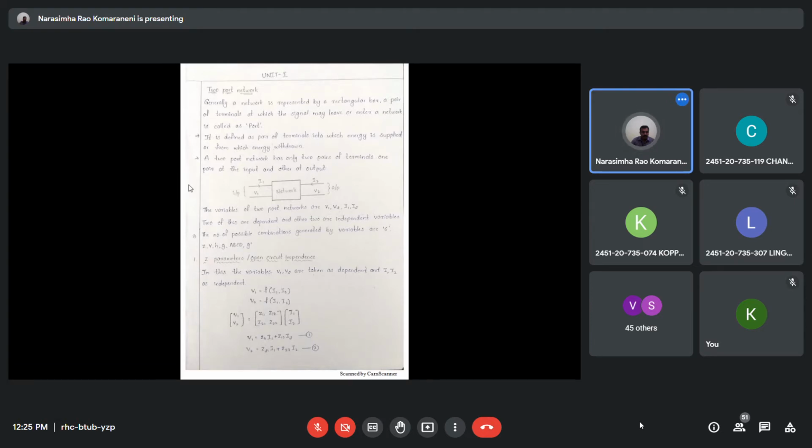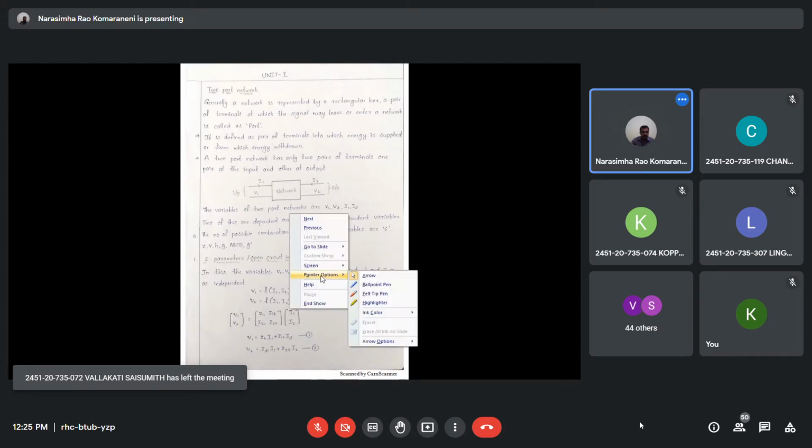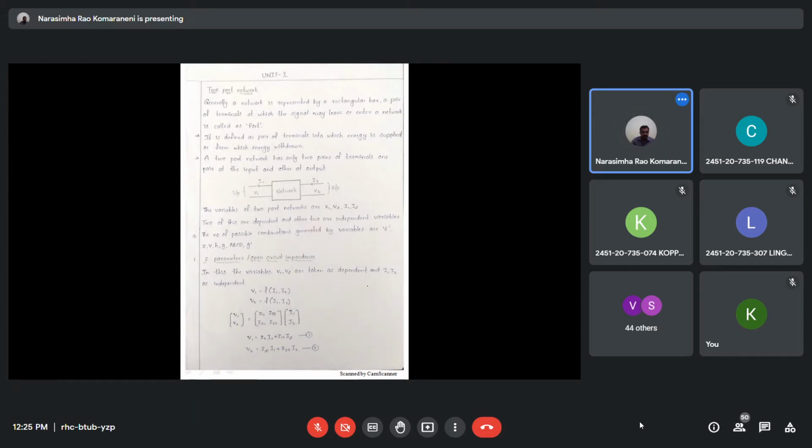If you see this block representation diagram, the variables of the two-port network are V1 and I1, the input voltage and input current. At the output side, these are the output current and output voltage. So the variables of this two-port network are V1, V2 and I1, I2. Two of these variables are dependent and the other two are independent variables.